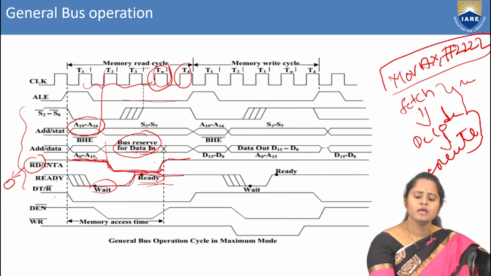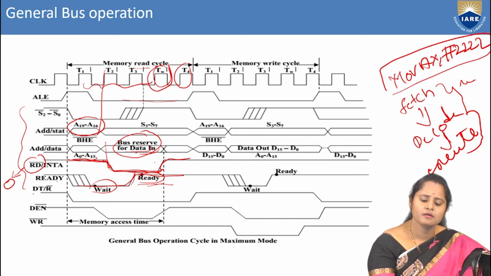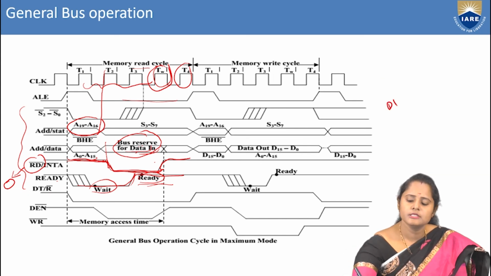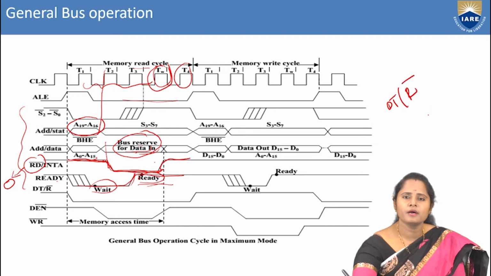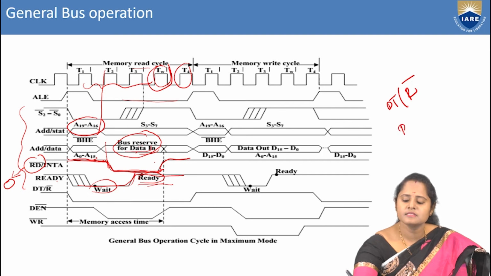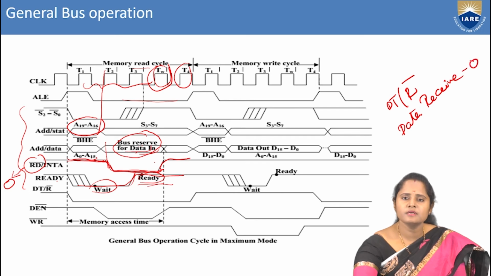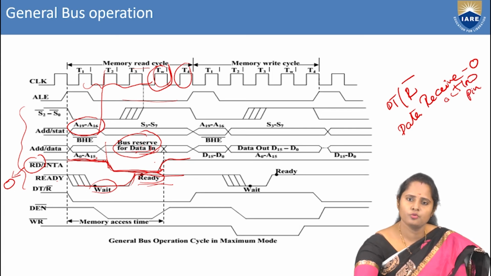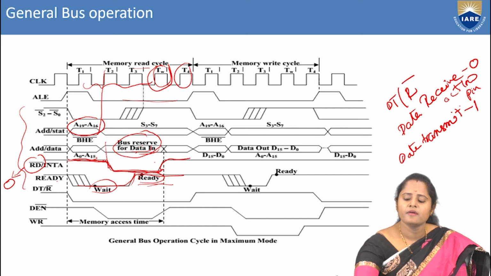And DT by R bar. DT by R bar means what? Data transmit and receive. So data receive is low. It works only when it is an active low pin, meaning whenever it is equal to 0, only then does it work. And data transmit is equal to 1. Whenever it is equal to 1, only then will this work.